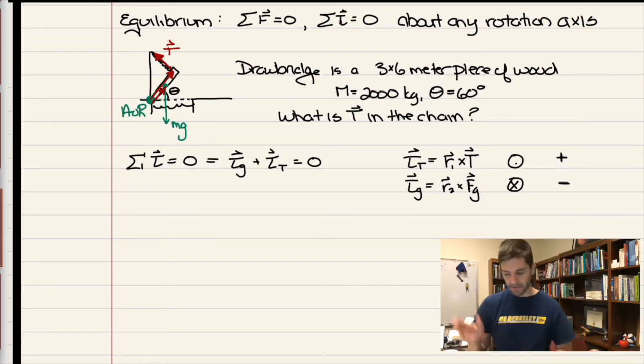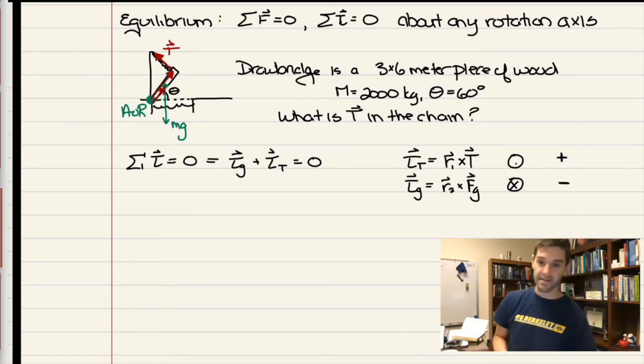A way you can think about this is if there was only one force acting on the drawbridge, if it was just the tension force, that would want to make the drawbridge rotate counterclockwise. If it was just the gravitational force acting on the drawbridge, it would want to make the drawbridge rotate clockwise.